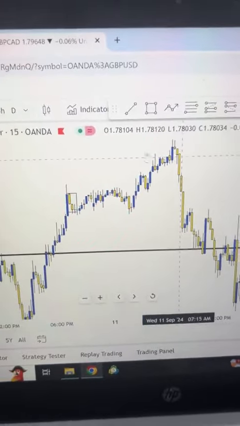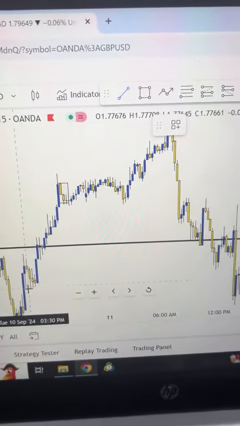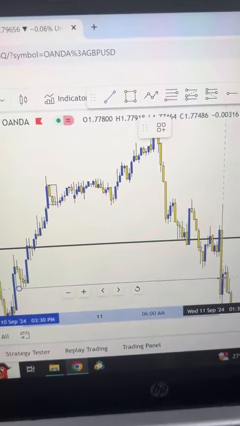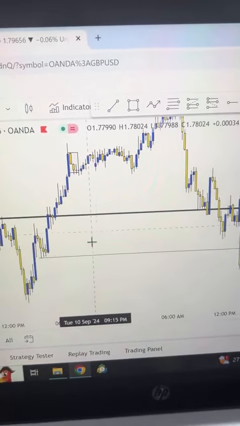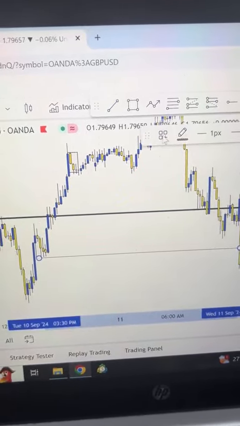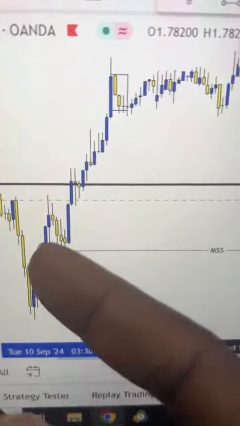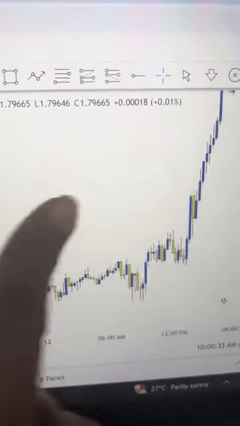Where is the market structure shift happening? For me, I will mark here. I don't know about you. You know, there are different strategies. For me, this is a market structure shift. Why? Because I have three candles here, a market structure shift, and a retest, boom, we sold down.